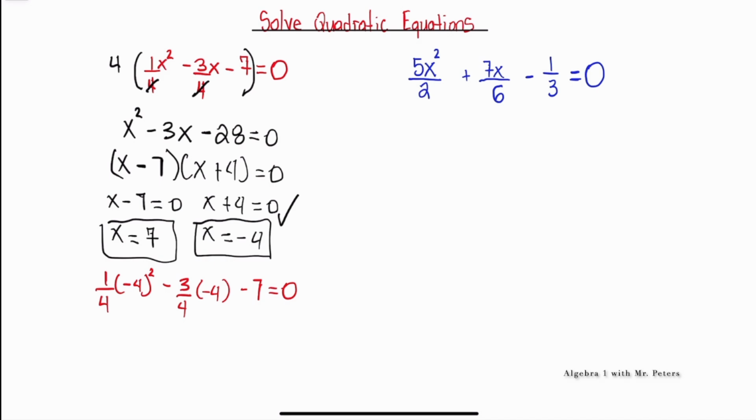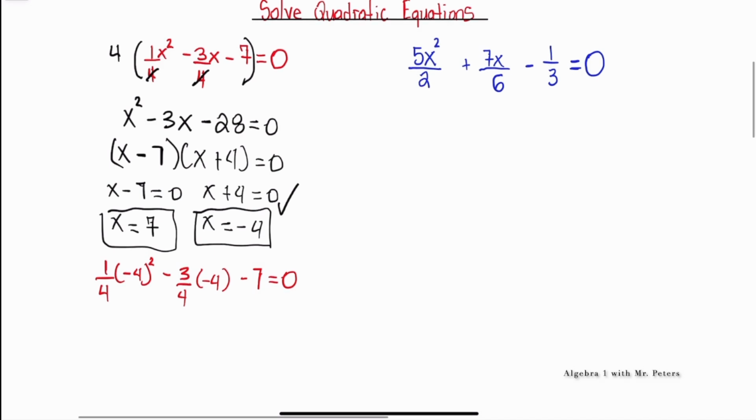So when we simplify, we're going to have 16 divided by 4, which is 4. Negative 3 times negative 4 is positive 12. 12 divided by 4 is 3. We bring down the minus 7. So when we simplify this, 4 plus 3 is 7. 7 minus 7 is 0. 0 is equal to 0. We know x is equal to negative 4 is a solution.